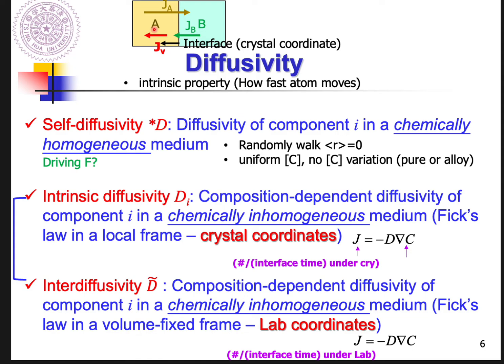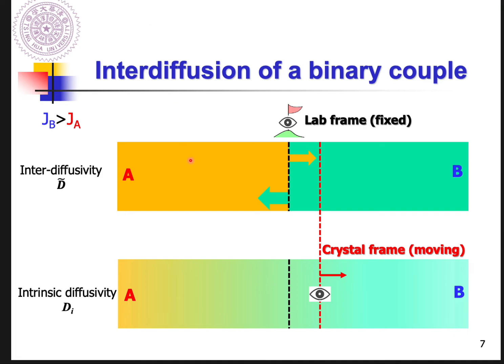So now you have some pictures about what self-diffusivity is when your system is a chemically homogeneous material, and what intrinsic and interdiffusivity are. I grabbed some figures from the internet to demonstrate this, and I hope you can have more idea about intrinsic diffusivity and interdiffusivity. In this case, we also have an AB diffusion couple, but here JB is larger than JA.